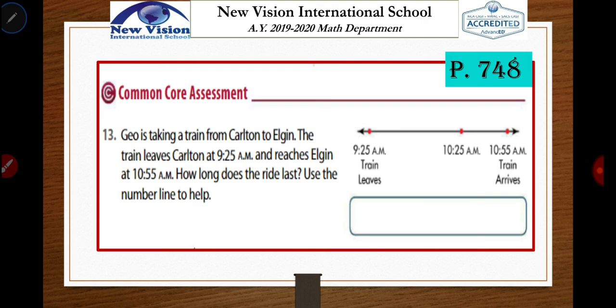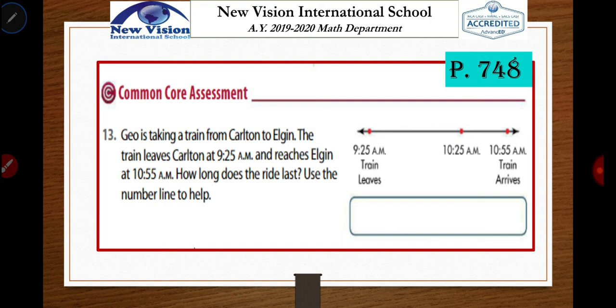Okay, number 13. We have here the last number, number 13. Gio is taking a train from Carlton to Elgin. The train leaves Carlton at 9:25 a.m. and reaches Elgin at 10:55 a.m. How long does the ride last? Use the number line to help.